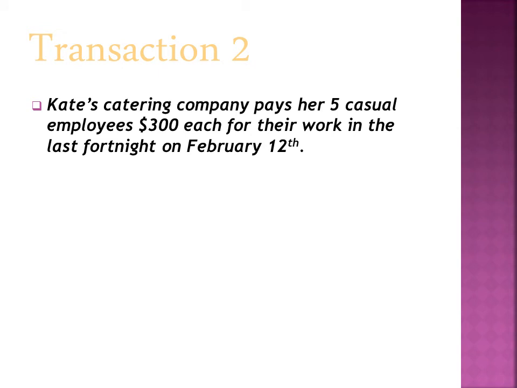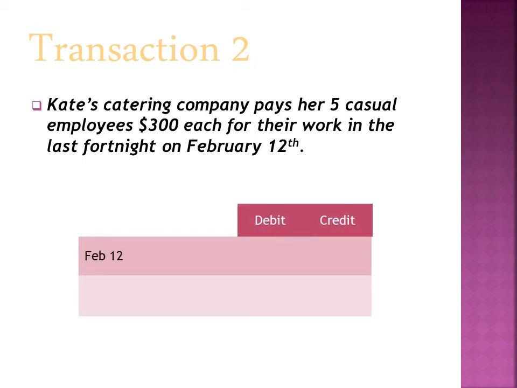Transaction 4. Kate's Catering Company pays her 5 casual employees $300 each for their work in the last fortnight on February 12th. Here's the date and which accounts have been affected. Here it's salaries expense. The tricky part here is getting the right calculation, because Kate has 5 employees and she needs to pay them $300 each for their work. Her total is $1,500. The next account is cash. Because she's paying her employees cash, we decrease it, which means we credit it $1,500.